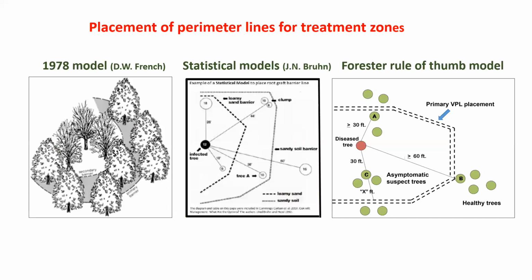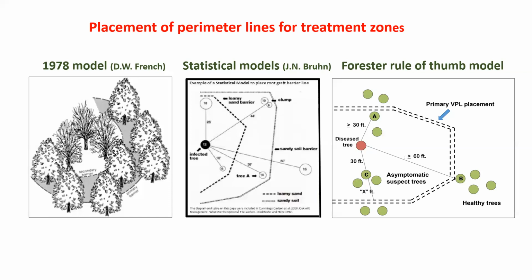And I would be remiss if I didn't touch on the importance of how you determine the edge of the treatment zone or where the root cutting is done, say by the vibratory plow. This is very, very important for the success of managing below ground spread. A number of models have been used through the years. The first model that I'm aware of that was developed was published in 1978. We affectionately call it the French model after Dave French, and it's a very simple model.